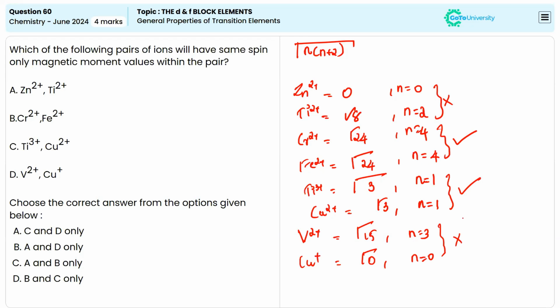So the correct answers are for the pair B and pair C. We have similar values for them. For pair B, Cr2 plus and Fe2 plus have the same value, that is square root of 24. And titanium 3 plus and Cu2 plus also have the same value, square root of 3. So these two pairs have similar values with each other. So the correct answer is B and C, that is option D is the correct answer. Okay?